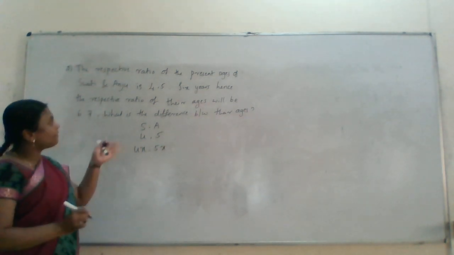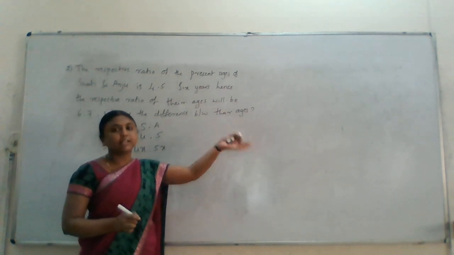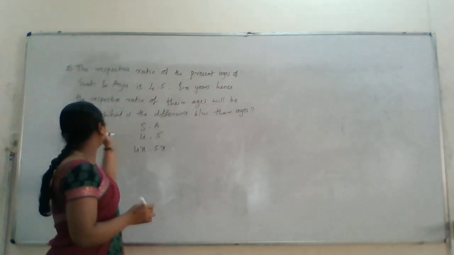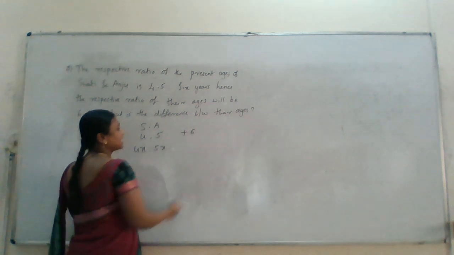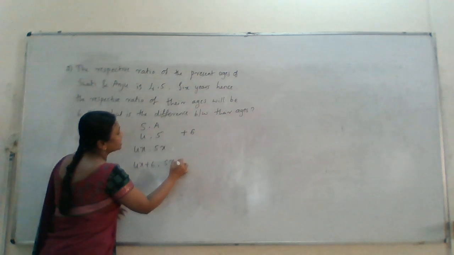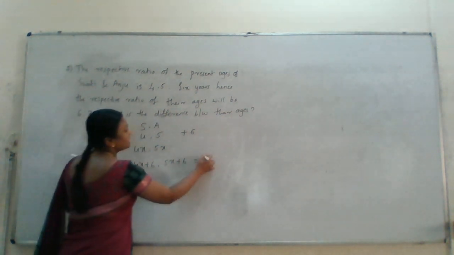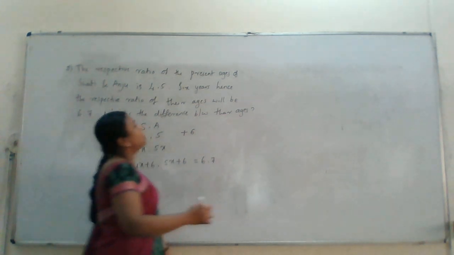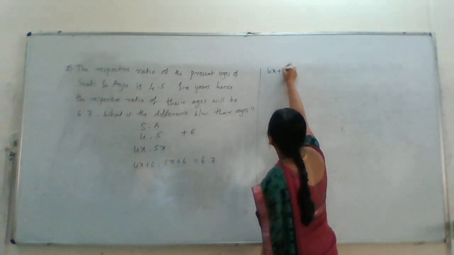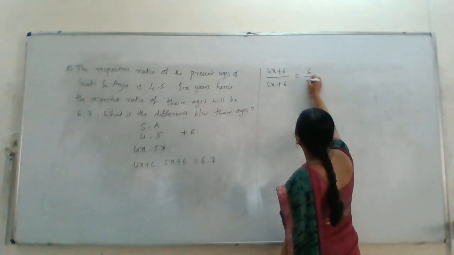Then it is given, after 6 years. 6 years hence means what? After 6 years the respective ratio of their ages will be 6 is to 7. So you have to add 6. Now 4x plus 6 is to 5x plus 6 is equal to what? After 6 years this ratio will be 6 is to 7. Now find your x value. 4x plus 6 divided by 5x plus 6 is equal to 6 divided by 7.